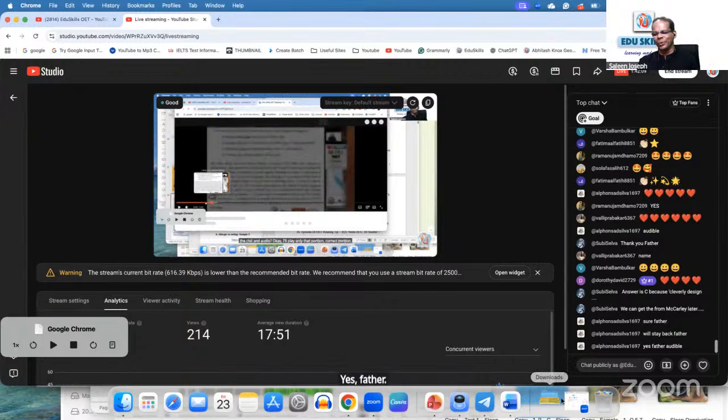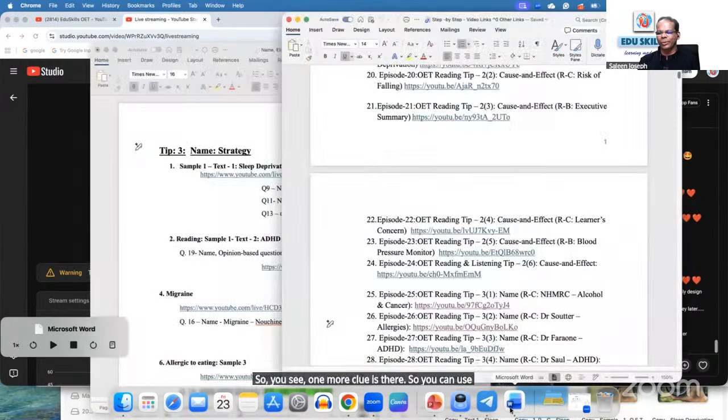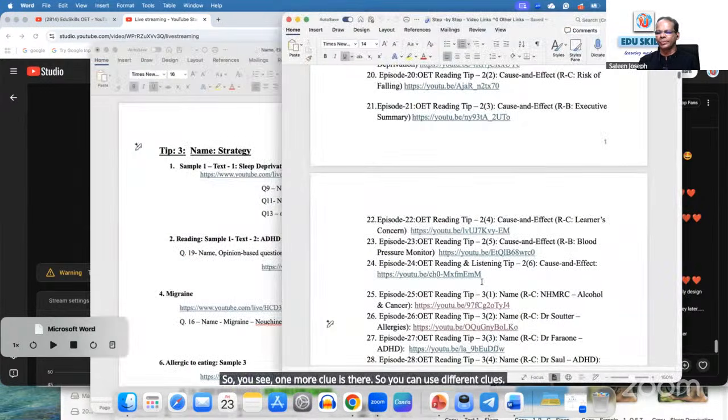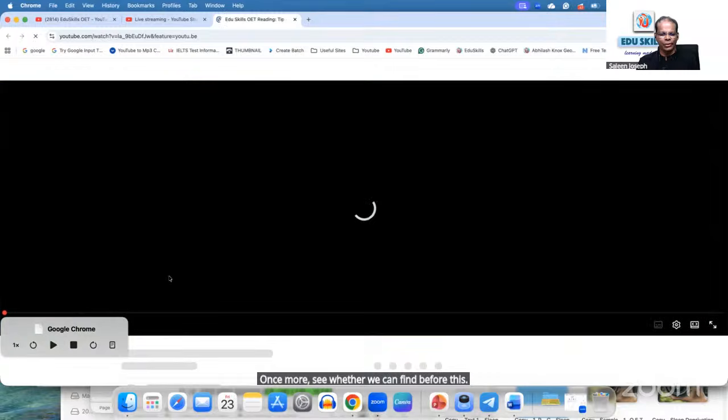Yeah, this is now connected to the paragraph structure, right? So you see one more clue is there. So you can use different clues to identify the answer. Let's check one small one. See whether you can find it before this explanation is given, okay?